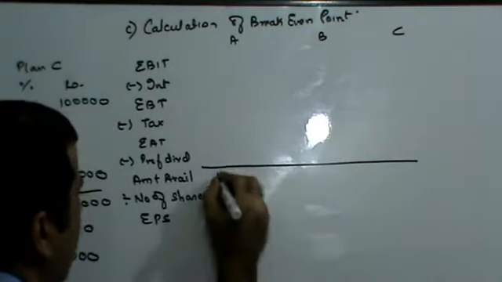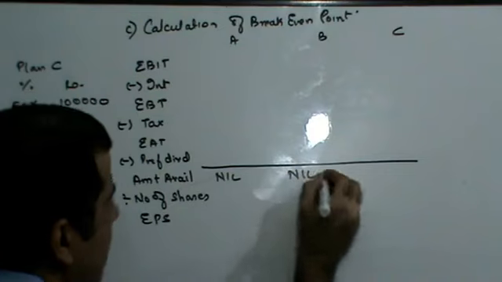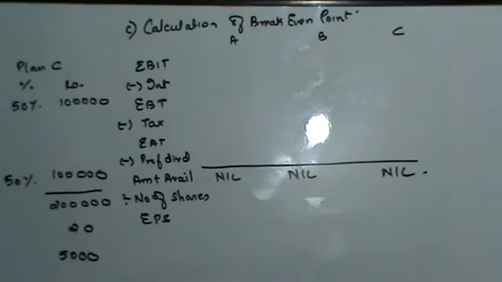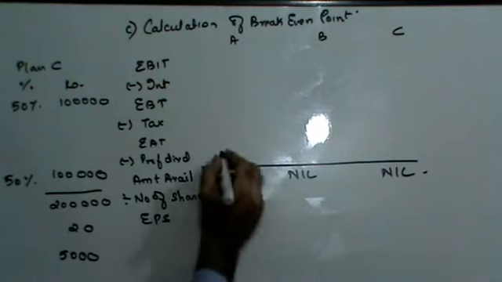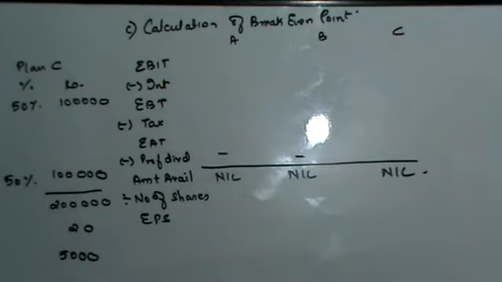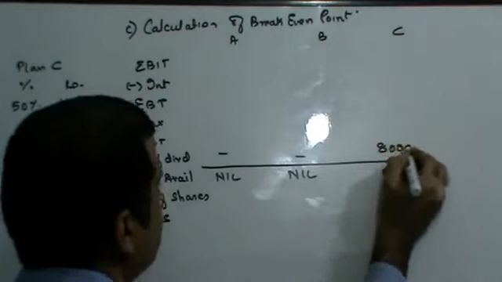You will assume the amount available to equity shareholders as nil. Now, preference dividend. Plan A has no preference share capital. Plan B has no preference share capital. Plan C has preference share capital of 1 lakh and the cost of preference shares is 8%. So this is going to be 8,000.